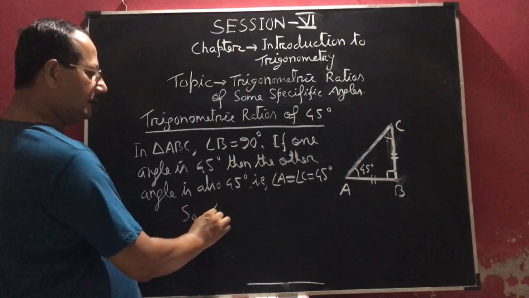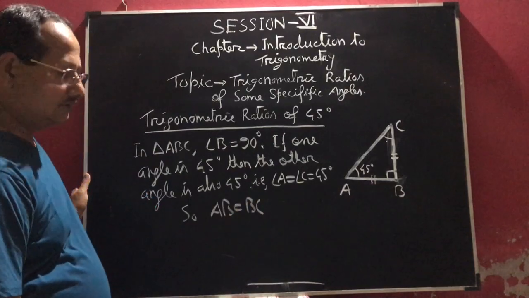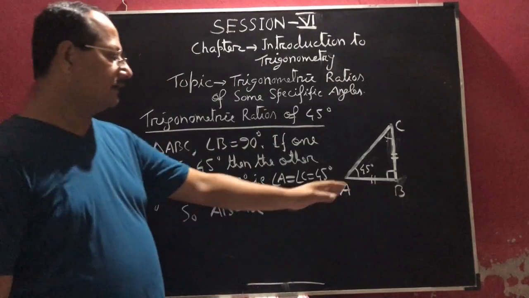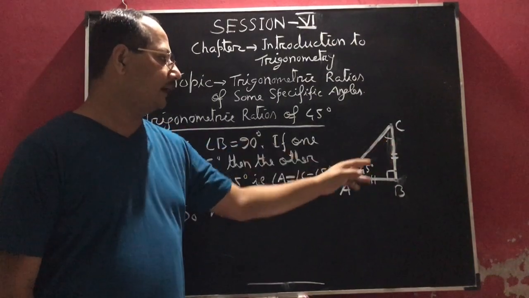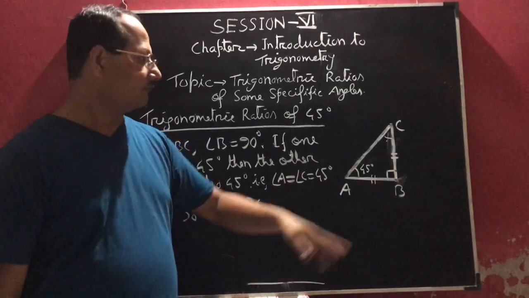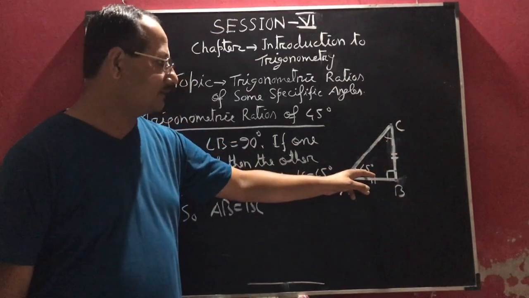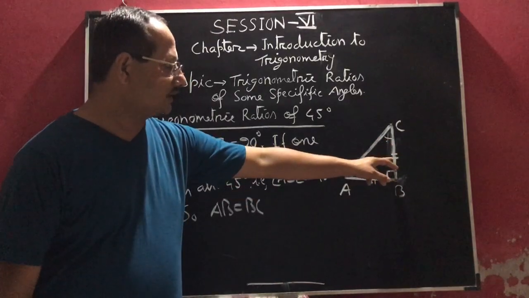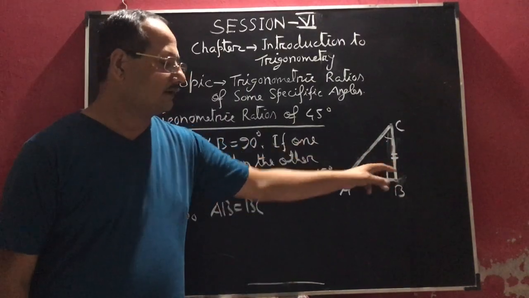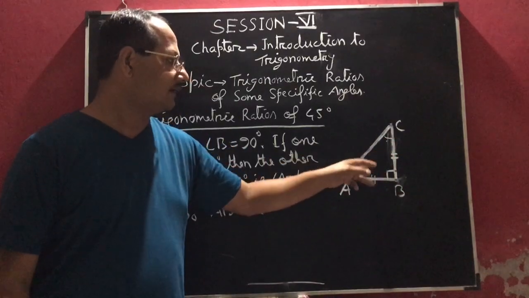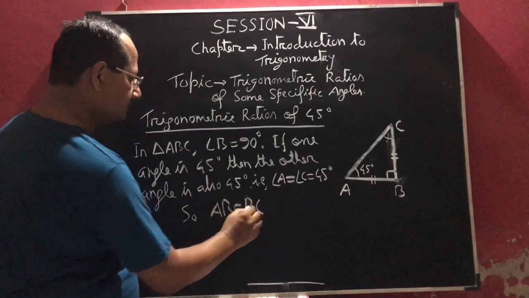So AB equal to what? BC. Because in a triangle, opposite sides of two equal angles are equal in geometry. This is 45 degree, this is 45 degree. So for this 45, the opposite side is BC, and for this angle, the opposite side is AB, and these two sides are equal because these angles are equal.